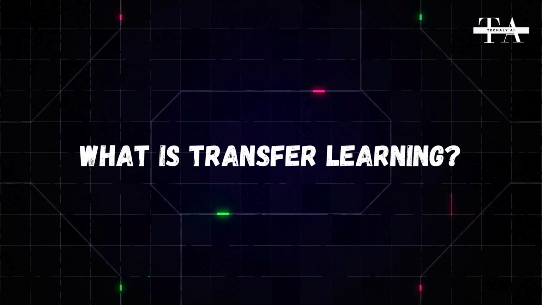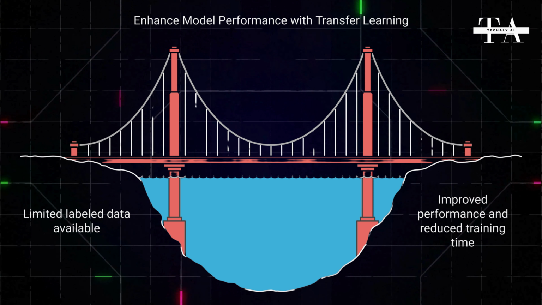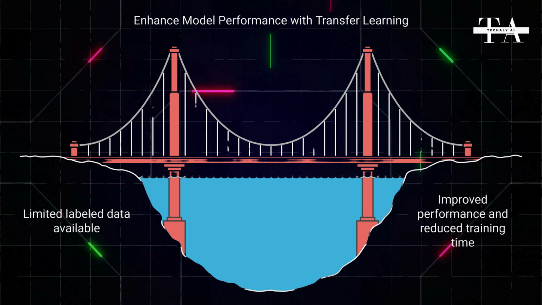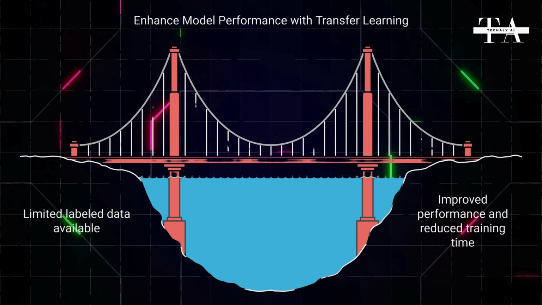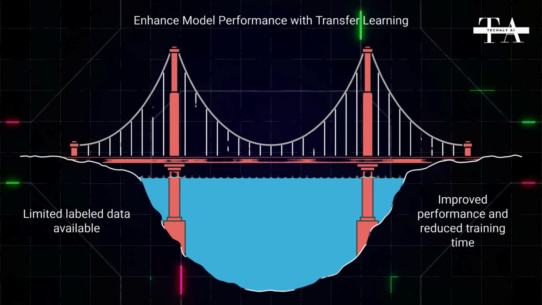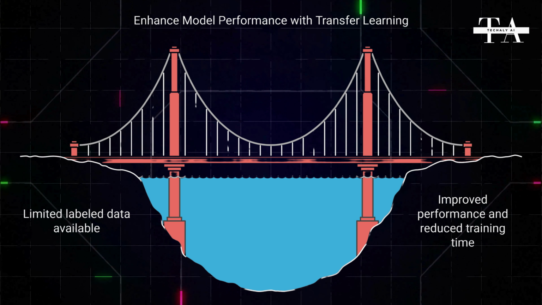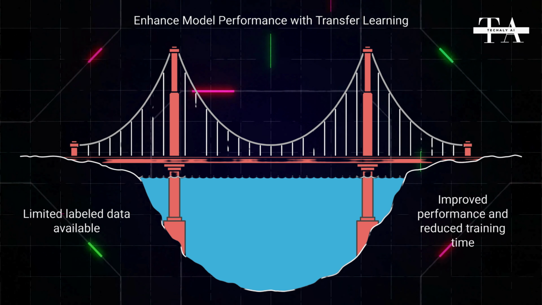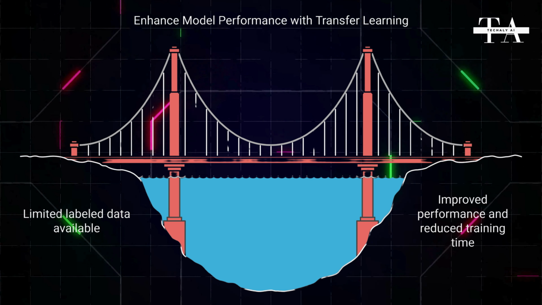What is transfer learning? Transfer learning is a technique where a pre-trained model on a large dataset is fine-tuned on a smaller, task-specific dataset. This approach can significantly reduce training time and improve performance, especially when labeled data is scarce.